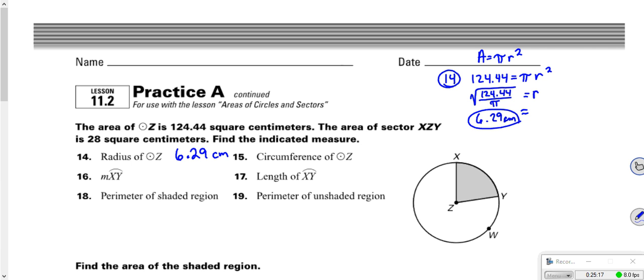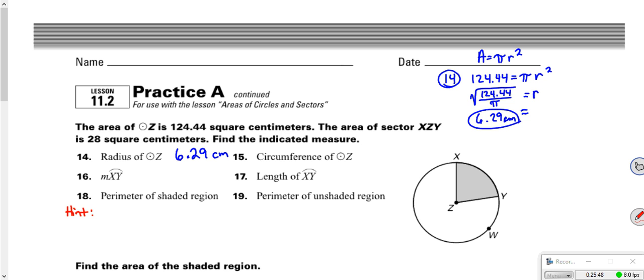Now, you can use that, and if it were me, they really didn't tell us what to round to. The answer key rounds to the hundredths. I would probably take it to 3 or 4 places, but you may be able to use that calculation in these further ones. I just want to give you a hint here on number 18, when they're asking for the perimeter of the shaded region.